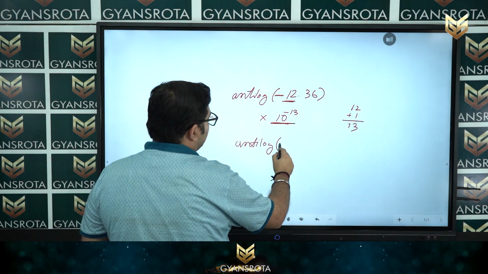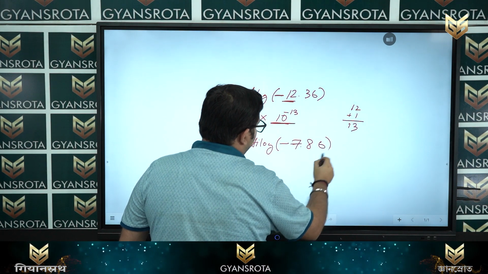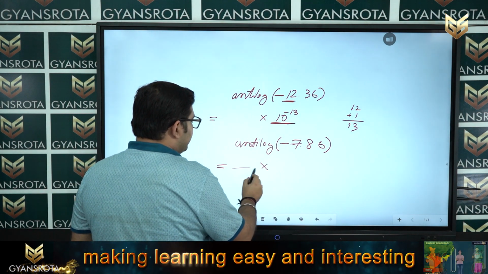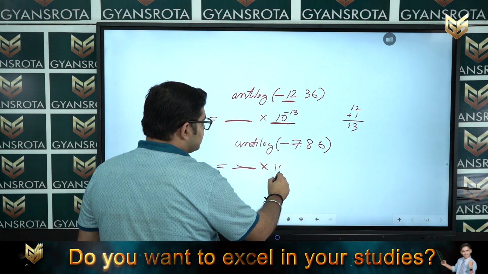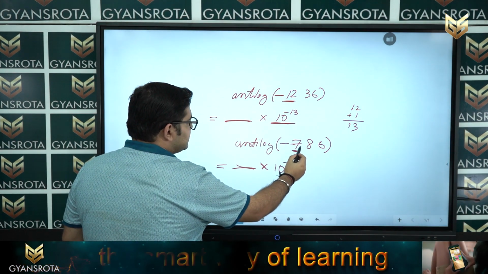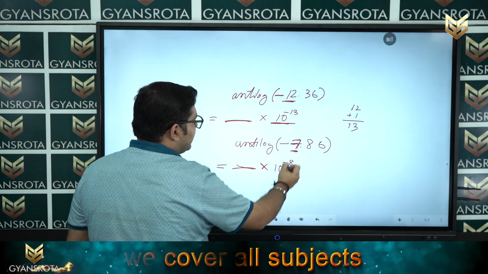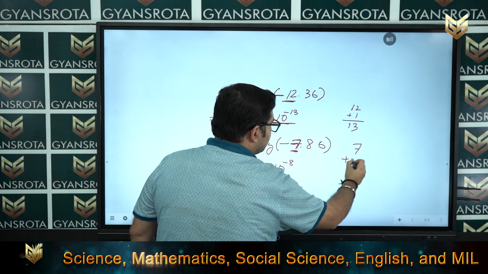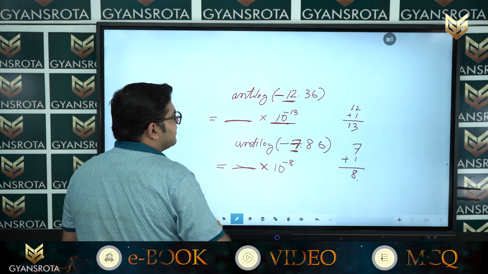Okay, suppose anti-log of minus 7.86 is given, and they ask you the value. Whatever value comes here, something will be there, but at the end it will have a power of 10 to the power minus 8. So just see the value before your decimal, that is 7, and add one more: plus 1, you got 8. So 10 to the power minus 8 is your answer.